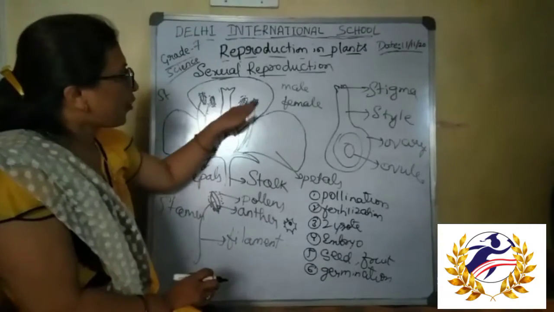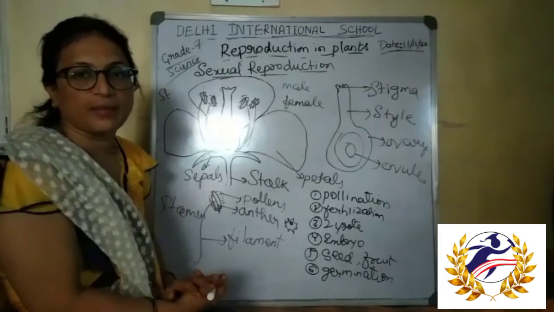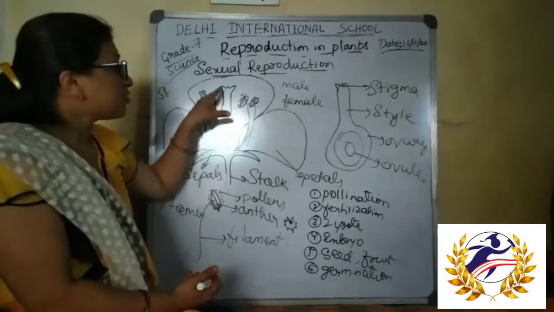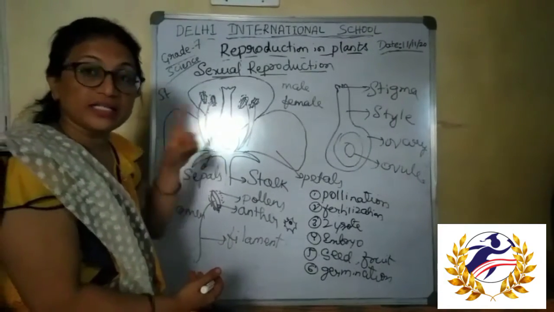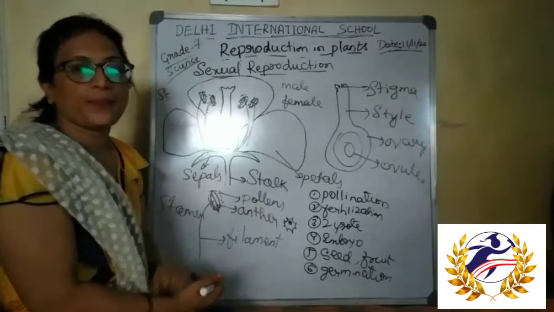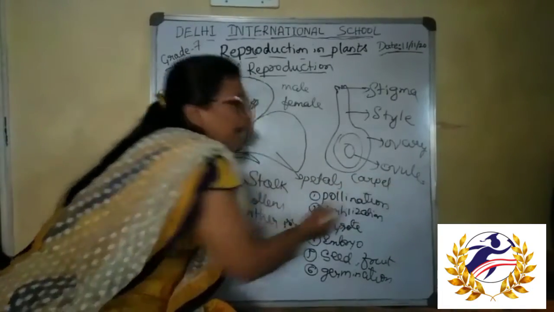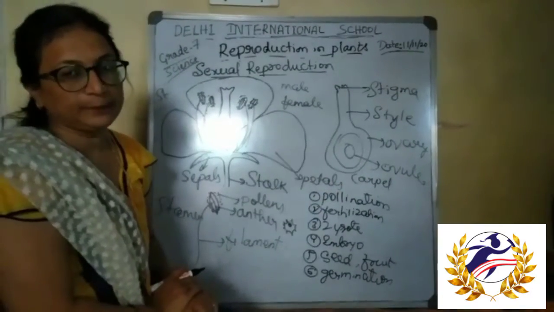This is the male reproductive part, and flowers have many male reproductive parts called stamens. But it has only one female reproductive part. That is the carpel, or it is also called the pistil.